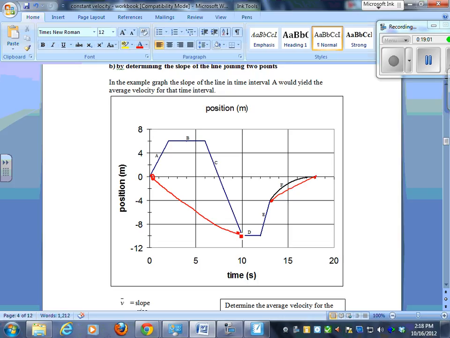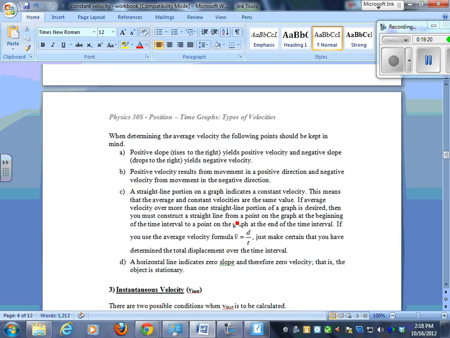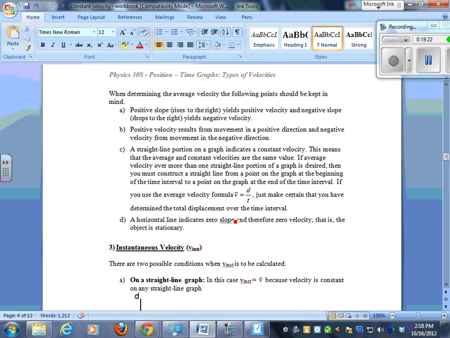If I asked you to find the average velocity for A, B, and C, you draw the line from there to there. Know when to draw the line. And the last thing, a horizontal line indicates 0 slope, 0 velocity. Object is stopped. Now, please proceed packing up.